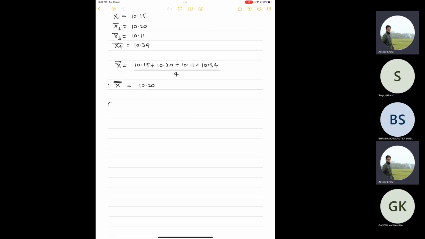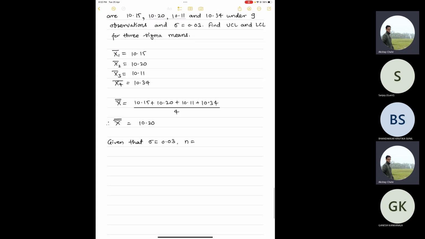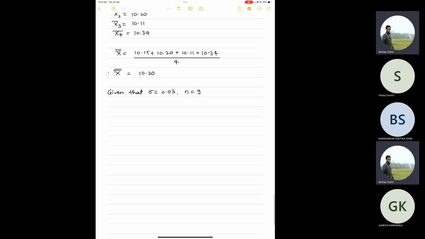And now it is given that sigma is 0.03 and the number of observations in one sample is 9. So n becomes 9. So therefore this sigma x bar, which is given by this formula, if you do the calculation, it will be... I mean there is no need to put sigma bar x because this is like the sample mean, and then the UCL is calculated as... you can put it because this is for averages.